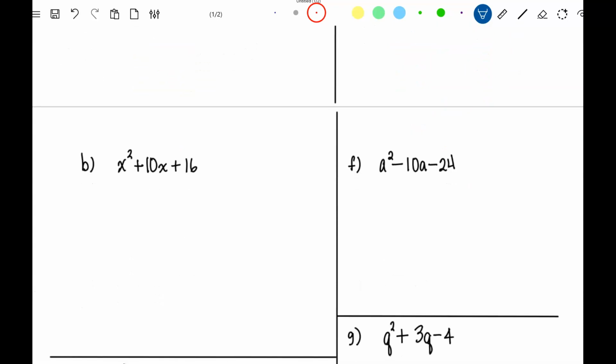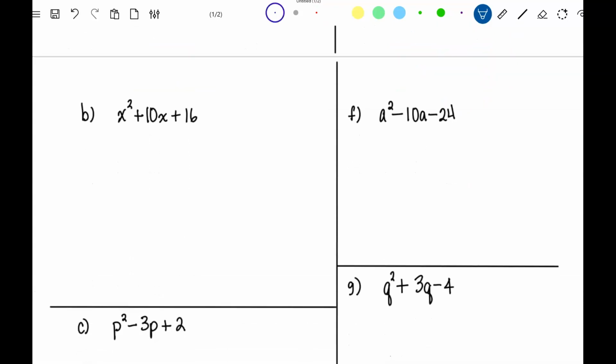Okay, let's look at b. So we're going to end up with two binomials. x squared is x times x. 16, that could be 1 times 16, 2 times 8, or 4 times 4. Remember that the pair of numbers that you put in there have to not only multiply to give 16, but they have to combine to give 10. So the numbers that combine to give 10 are 2 and 8. 2 times 8 is 16, 2 plus 8 is 10.